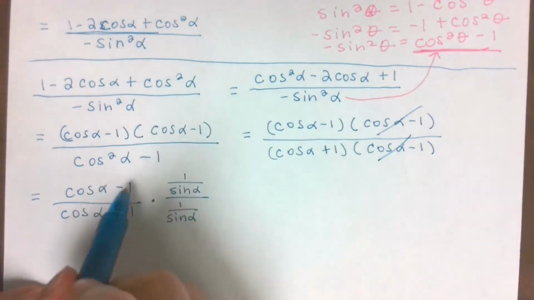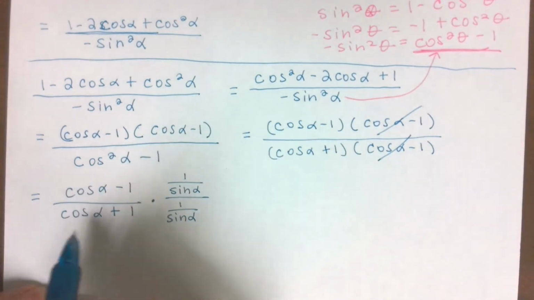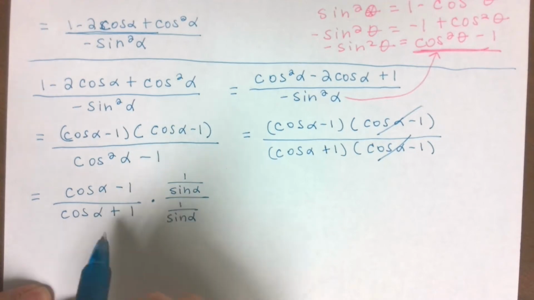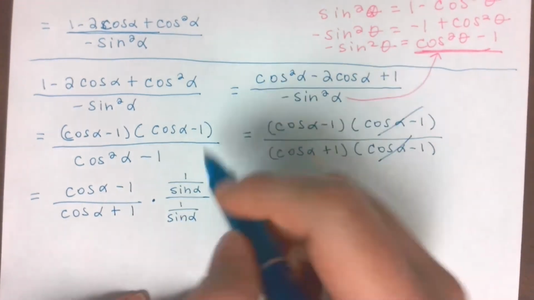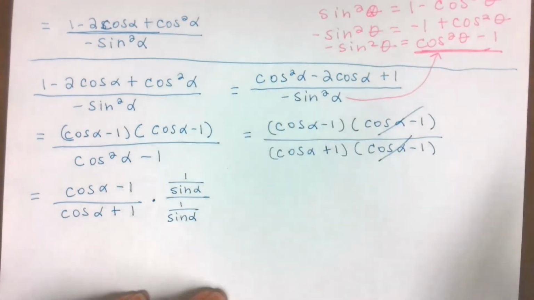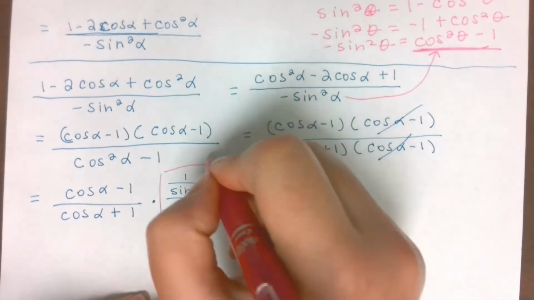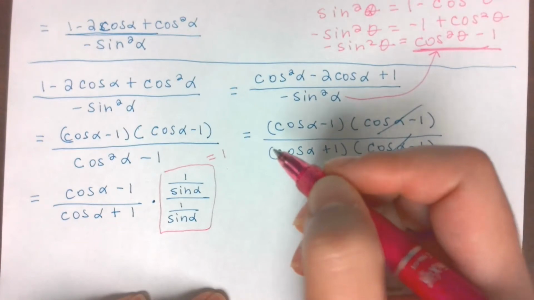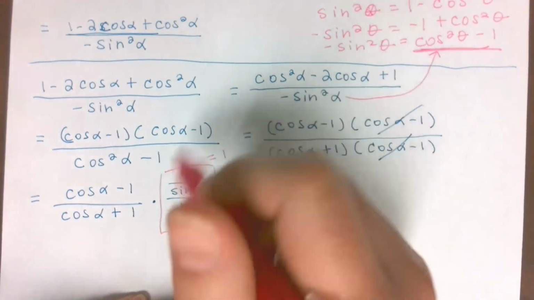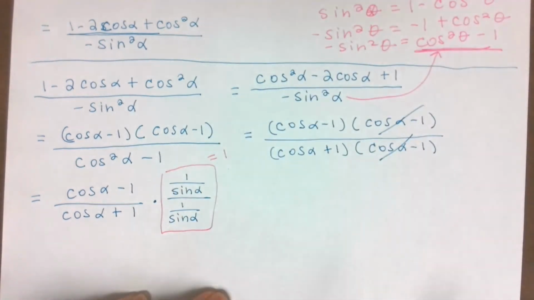So I basically just divided the numerator by sine alpha and the denominator by sine alpha. But make sure when you're multiplying like this that you have the same thing on the top and the bottom, because this is equal to 1, so it's not actually changing any of the values in your identity.